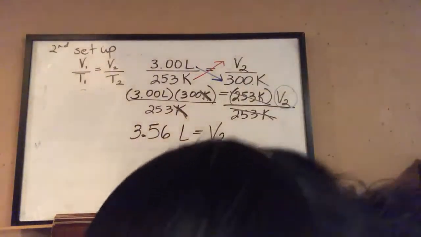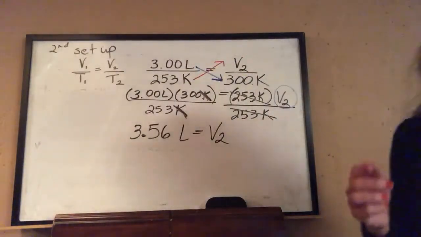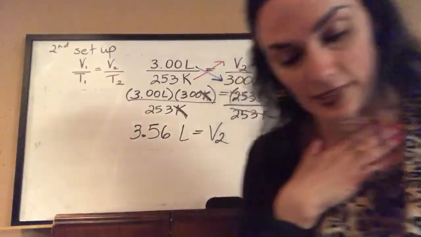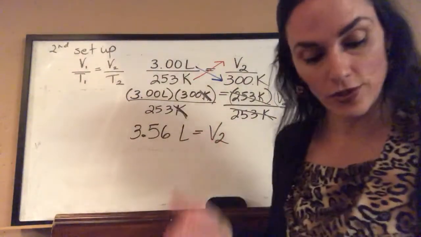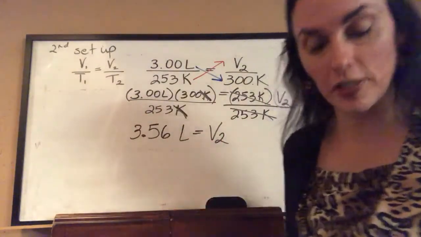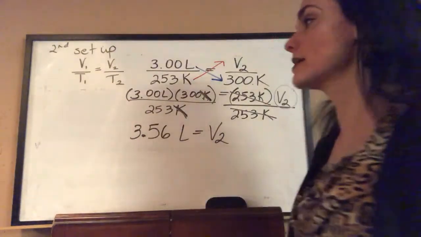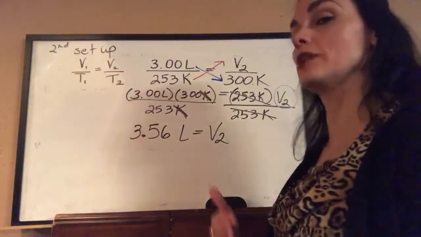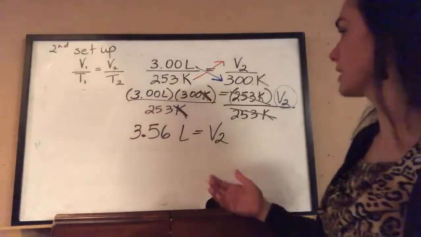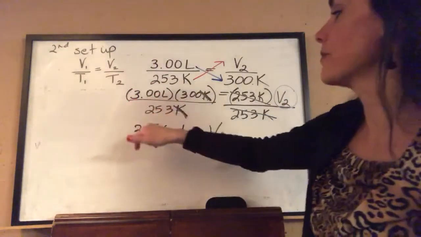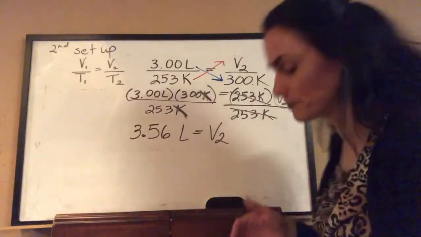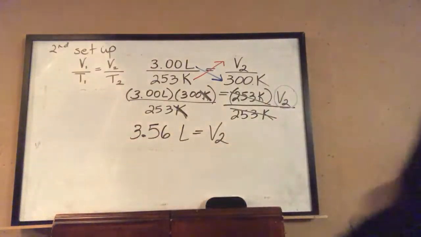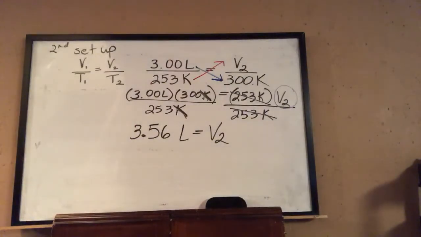All right, does it make sense? Well, what happened to the temperature? The temperature started at negative 20 Celsius and went up to 27. All right, or we could say went from 253 Kelvin to 300 Kelvin. You had an increase in temperature. So the volume should increase in proportion to that. So we had an initial volume of 3 and we had a final volume of 3.56. Okay, so they both increased. All right. Let's do another example with Charles' law.